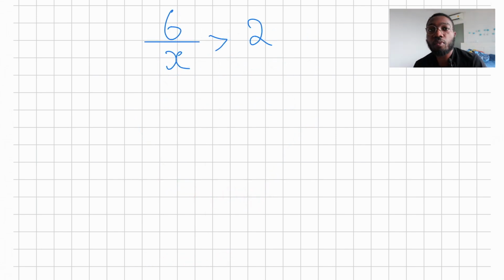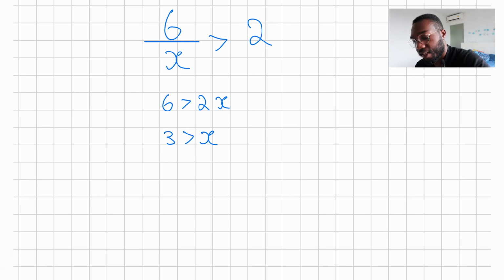With this question, we have 6 over x is greater than 2. On first glance, it looks like you can just multiply both sides by x. So you get 6 is greater than 2x, and then you get 3 is greater than x, and you think that you're done. But you're actually not done on this question, because x can be positive or negative. While we can do this if we're considering that x is positive, x is greater than 0, then we can do that.